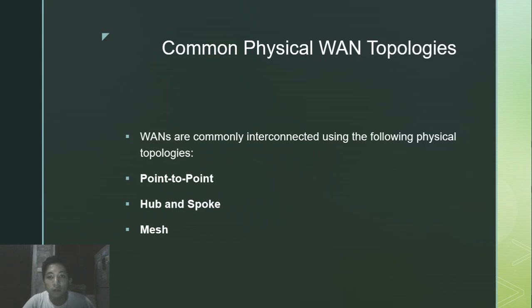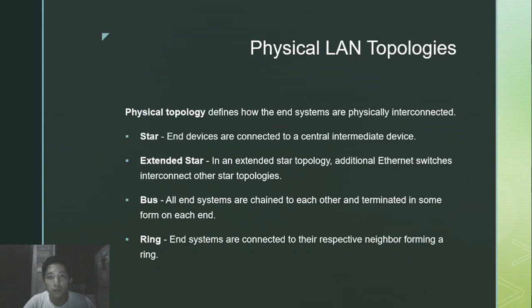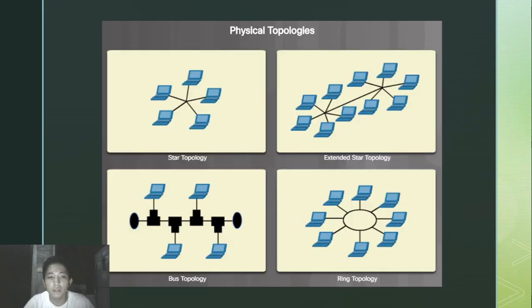There are common physical WAN topologies. WANs are commonly interconnected using the following physical topologies: point-to-point, hub and spoke, and mesh. The physical LAN topologies define how the end systems are physically interconnected. Star: end devices are connected to a central intermediate device. Extended star: additional Ethernet switches interconnect other stars. Bus: all end systems are chained to each other and terminated at each end. Ring: end systems are connected to their respective neighbor, forming a ring. So here are the physical topologies.